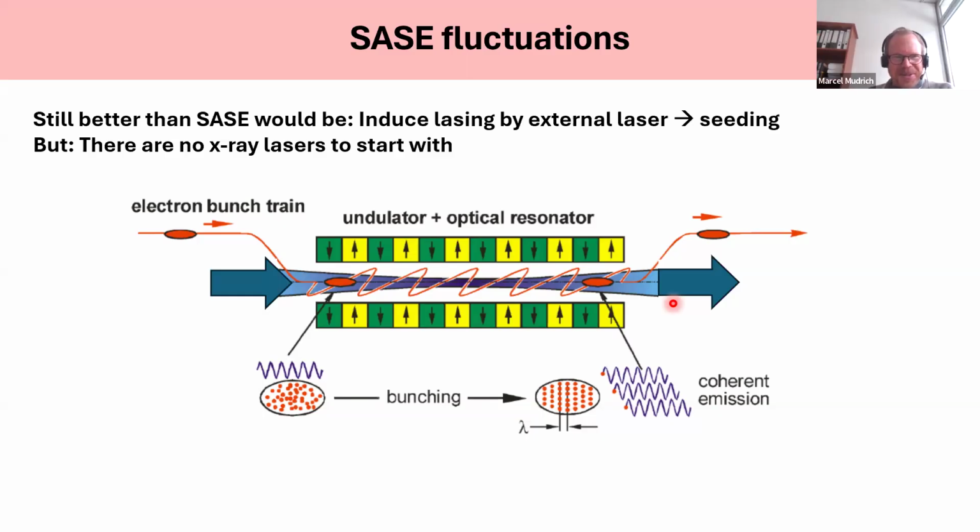How could you produce a better controlled X-ray pulse that will then be amplified in the undulator, instead of just letting the undulator start lasing by itself in this stochastic way? Any suggestions?